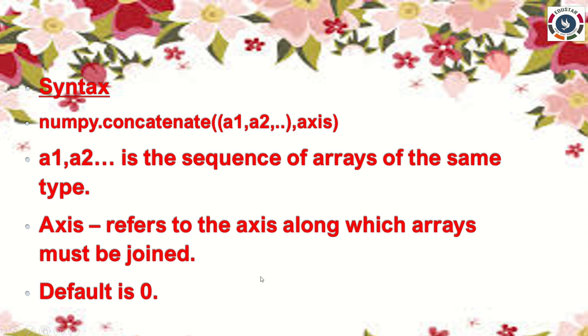What is axis? Axis refers to the axis along which the arrays must be joined. How the values will be joined is what we mention there. If we do not mention the axis, it is assumed to be the default value.